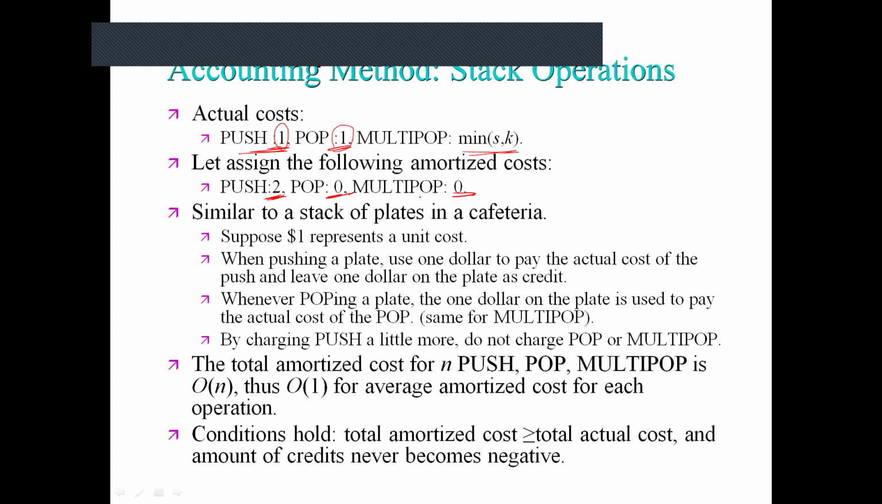When you look at the total amortized cost for n push, pop, and multi-pop operations, it's basically O of n, and it will be O of 1 when you take the average amortized cost per operation. So the total amortized cost will be greater than or equal to the total actual cost, and the amount of credit should never become negative, because you will always have extra credit on the plate, as said before.